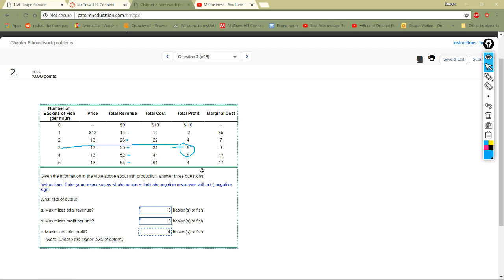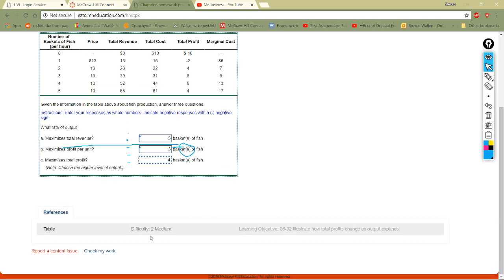Let's say, for example, this was a 9, though. You could still have it where this one would be more profit per unit, but this would be more profit overall. This one just happens to be the exact same total profit, but they always want you to choose the one that produces the highest level of output. So, and that's it. That one should be done.